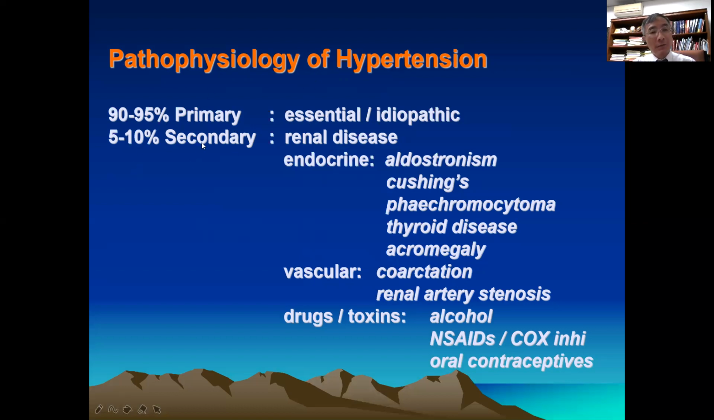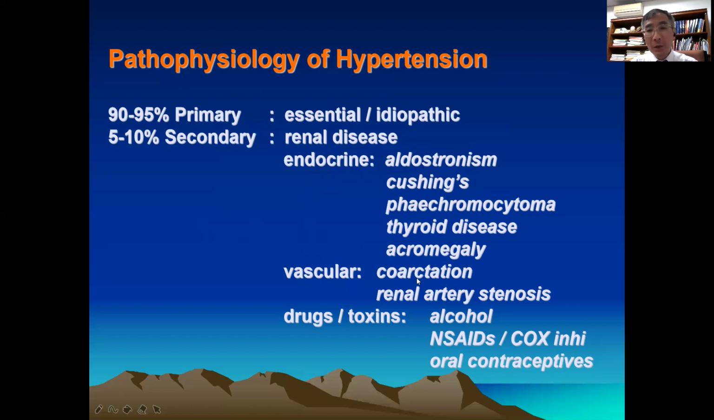Now, in 5 to 10% of patients with hypertension, usually in the younger group of patients, or in those whose hypertension is difficult to control, they have an underlying renal disease. They sometimes have an endocrine disease like Conn syndrome or hyperaldosteronism, Cushing syndrome. They have pheochromocytoma, hyper or hypothyroidism, acromegaly. These conditions can all present as elevated blood pressure levels.